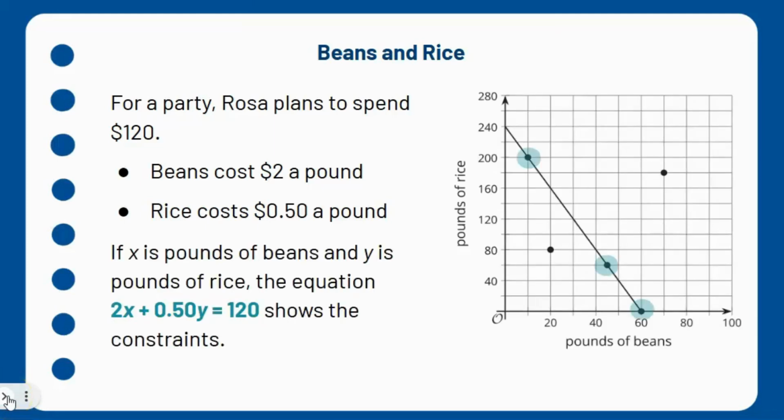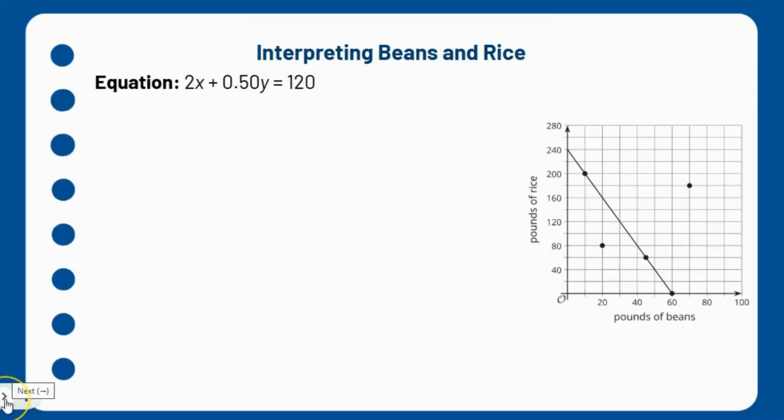Each point on the line is a pair of x and y values that make the equation true and is a solution. Each x and y value is also a pair of values that satisfy the constraints in this situation. Now that we saw what the graph of 2x + 0.50y = 120 looks like, let's practice interpreting what different points mean. With each coordinate pair, we need to substitute the x and y values into the equation to determine if the point is a solution.